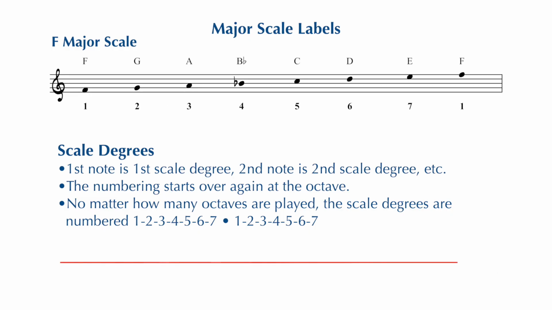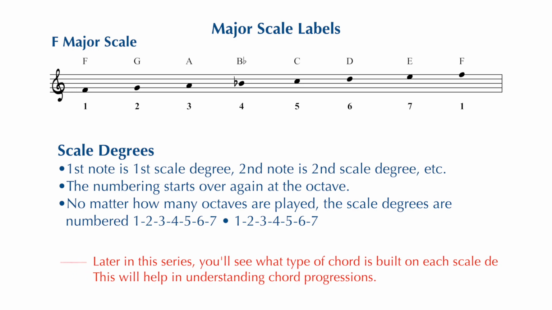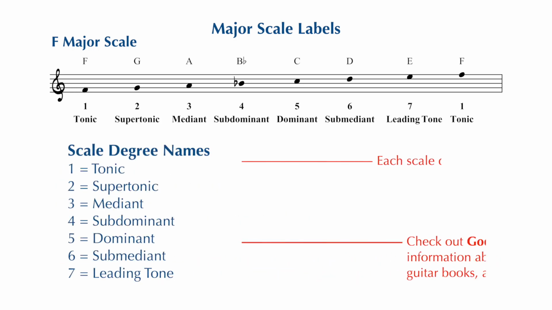Later in this series, we're going to get into harmony and chord progressions. At that point, these scale degrees are going to be very important because you'll learn about what kinds of chords are built on each scale degree. And when we eventually get into topics like 2-5-1 progressions, you'll have a better idea of where those numbers come from. Each scale degree also has a name.